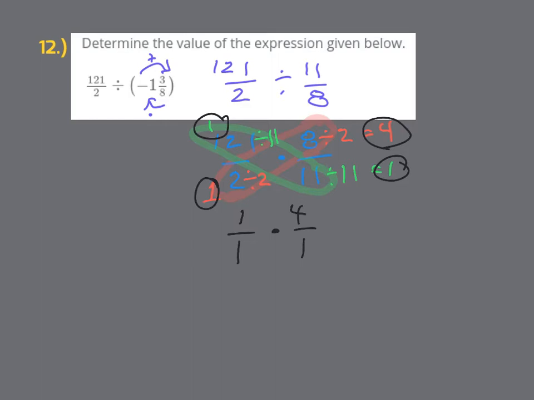Wait a second. I knew I did something wrong when I looked at it. I knew that wasn't right. Nobody stopped me. Oh, wait, there's nobody here to stop me. We're not in class. That confuses me sometimes. 121 divided by 11 is 11, not 1. Hopefully some of you are scratching your head and saying, Mrs.